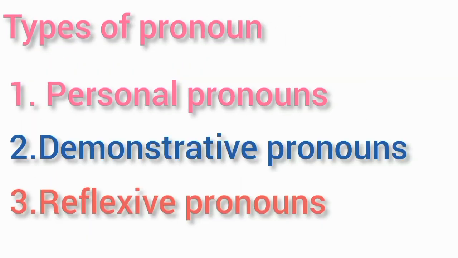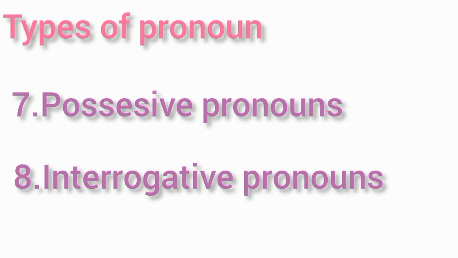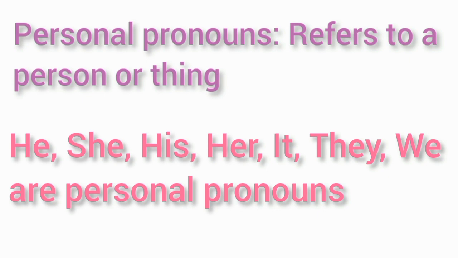Types of pronoun. Personal pronouns. Demonstrative pronouns. Reflexive pronouns. Relative pronouns. Reciprocal pronouns. Indefinite pronouns. Possessive pronouns. Interrogative pronouns. Personal pronouns. Refers to a person or thing. He, she, his, her, it, they, we, our are personal pronouns.